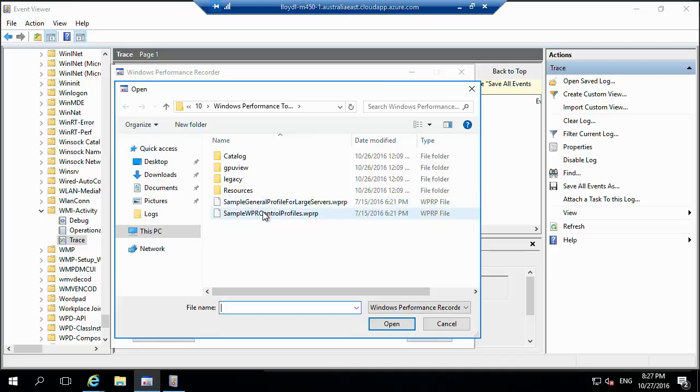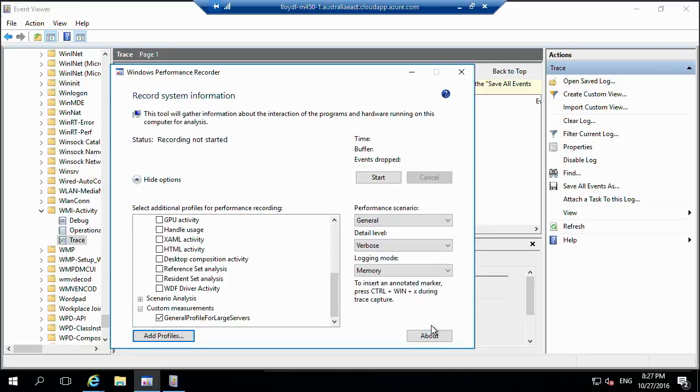Sample general profile for large servers. So you can just use that guy, and that will allow you to collect data that's appropriate for this thing. Then what you do next is you just start the thing. Notice here that I said, log to the memory instead of logging to the disk. In this particular scenario, if you don't specify how much memory you want to log, it will always use a maximum of 20% of your system memory to start logging. So you can see it here. It starts the log, and then it's doing stuff.